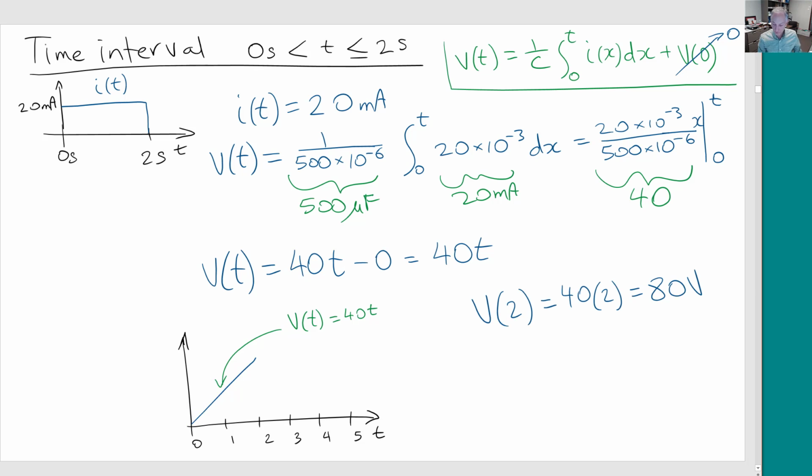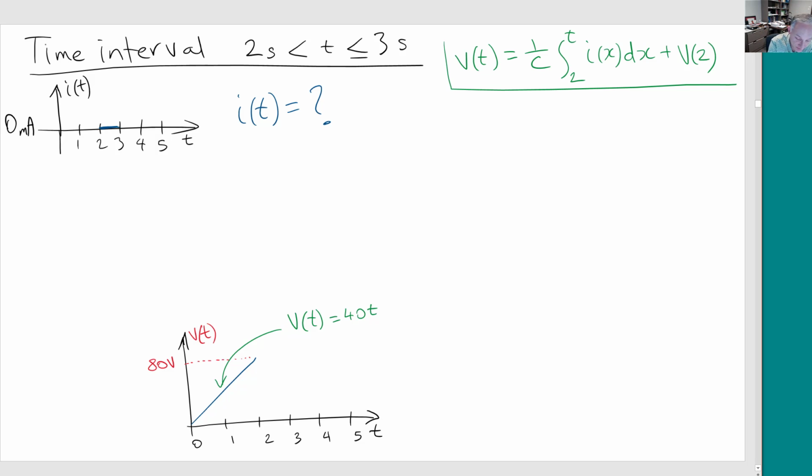Then we can calculate when it's at 2 seconds, what's the value going to be? The value is going to be 80 volts, and we can just denote that over here. So that's our first piece of our piecewise analysis, and we have the voltage for the first time interval. We're going to leave that graph on the bottom, and we're going to calculate the next time interval.